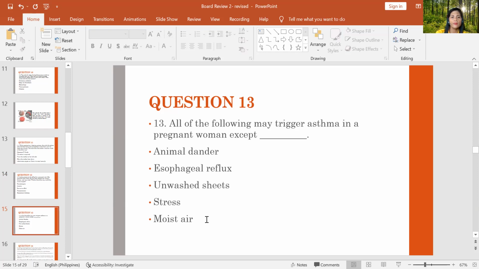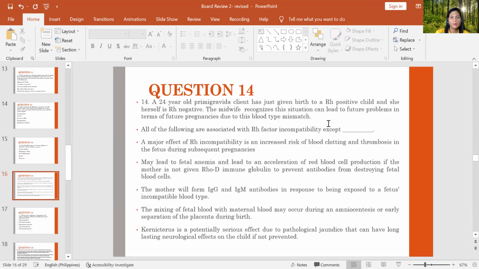Why? Because all of the ones listed here, animal dander, esophageal reflux, unwashed sheets, and stress, may trigger an asthma. Okay? Additionally, may I also add smoke, illness, molds, exercise, respiratory illnesses can also trigger asthma. Okay? Let's move on to question number 14.